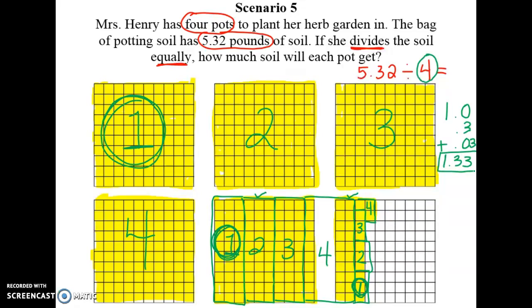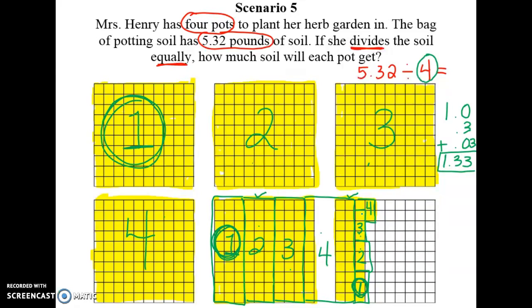Now, I've got a couple of things that I need to do to check. First of all, I need to make sure that all 4 of my groups are equal. So let's look at pot number 2. 1.33. Yes. Let's look at number 3. 1.33. And number 4, 1.33. So all of them have 1 33/100 pounds of soil in them.